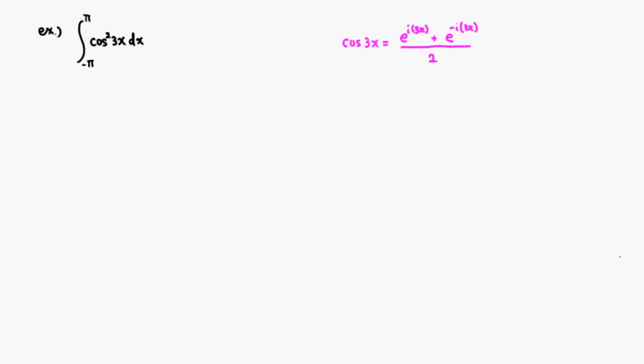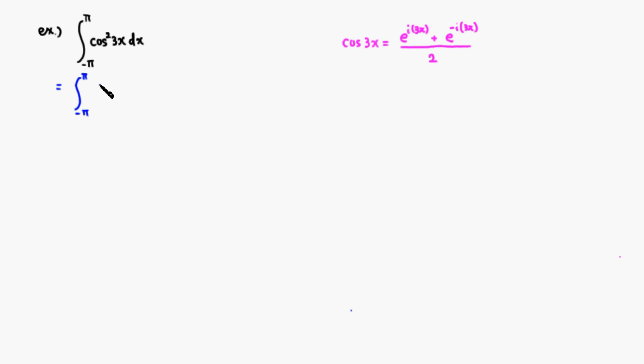Alright, let's look at this example where we can use the exponential expression for trig function to evaluate the integral. Alright, so let's do that. First we're going to try to rewrite the cosine squared, integrating from negative pi to positive pi.